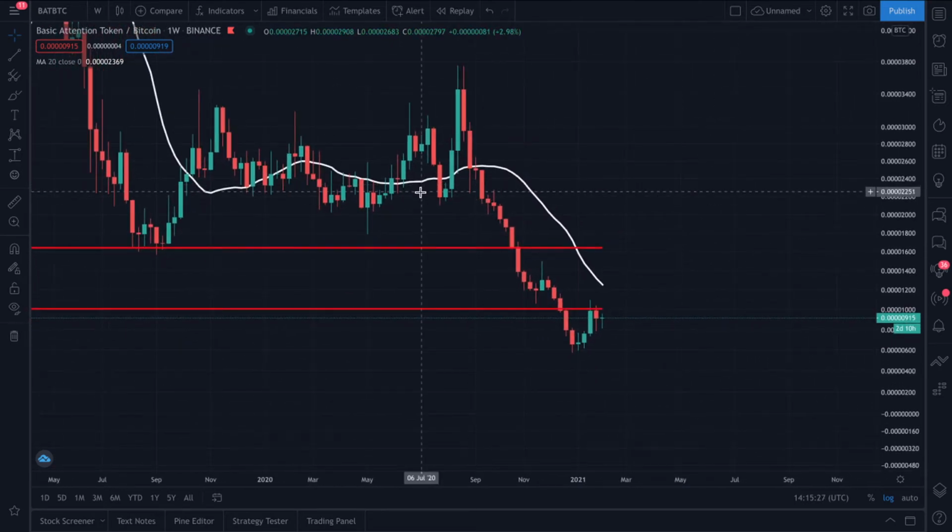Today, we're going to be looking at Basic Attention Token and its valuations against Bitcoin, as well as the US dollar.